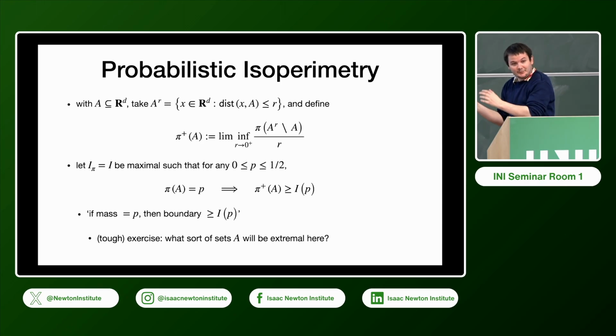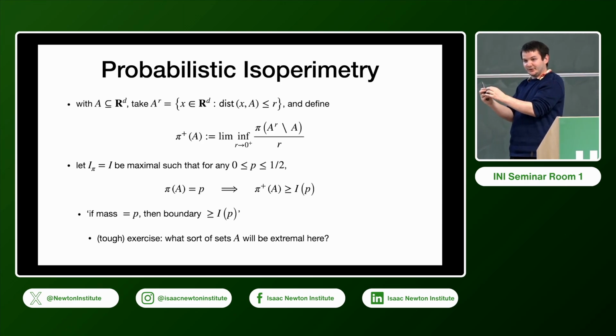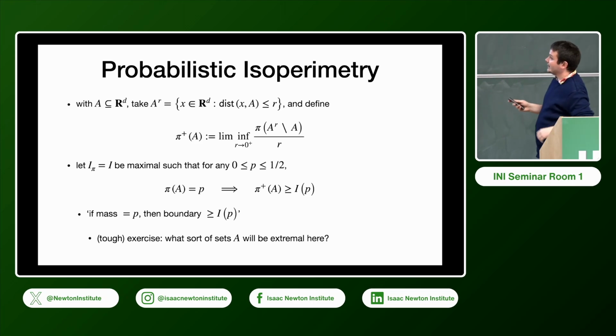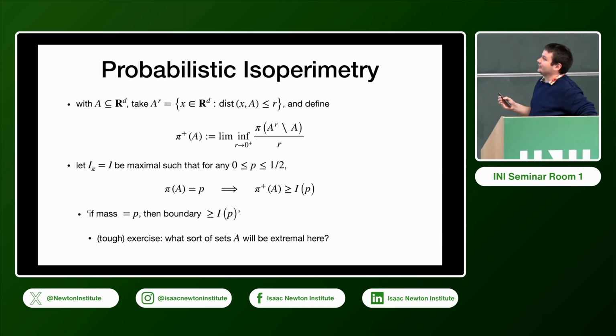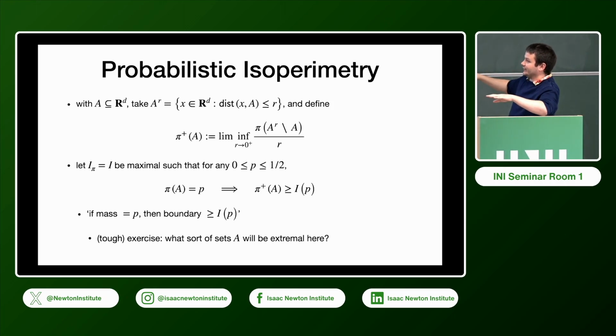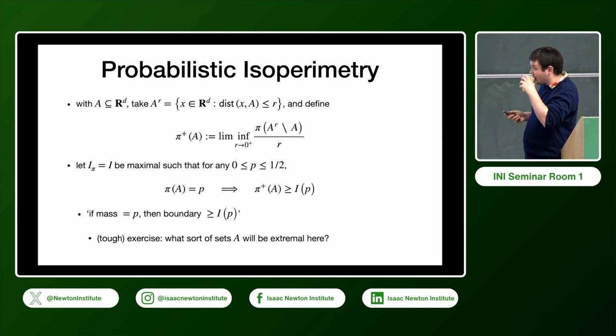So in these initial problems from the start of the talk, if you have a piece of string and you want to enclose the largest possible area, you put it into a circle. People might be familiar with this. For probability measures in general, particularly those with infinite support, it's a bit less obvious what the extremal sets are going to be. And I might come back to that later. Okay, cool. So these are some definitions, and they'll be useful for us.